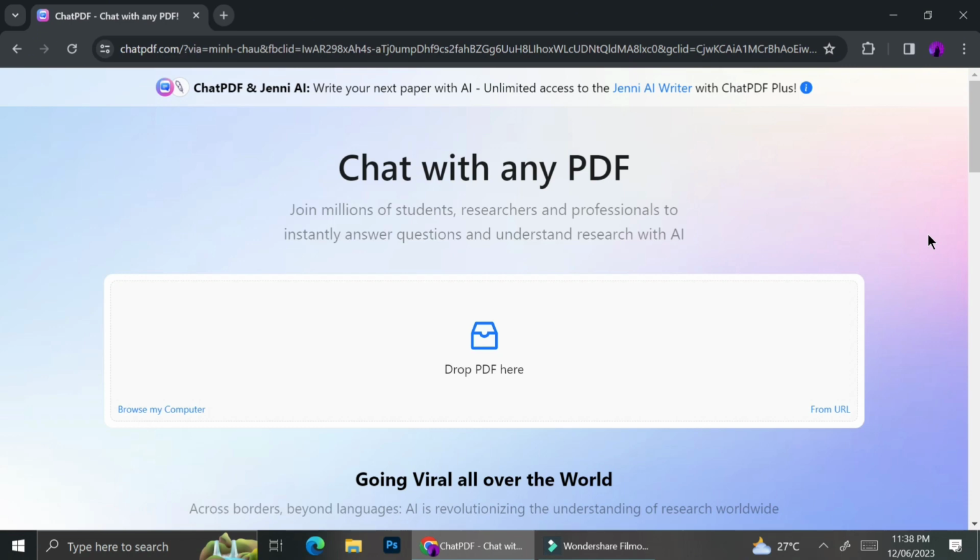ChatPDF is a platform that's going to allow you to have a chat-like conversation with the PDF you input in their system. So, for example, if you are quite lazy like me and you would like to gain some information from a PDF, but you don't really want to read the whole thing, you can just go ahead and drop your PDF on ChatPDF and ask some questions, and ChatPDF is going to answer those questions for you.